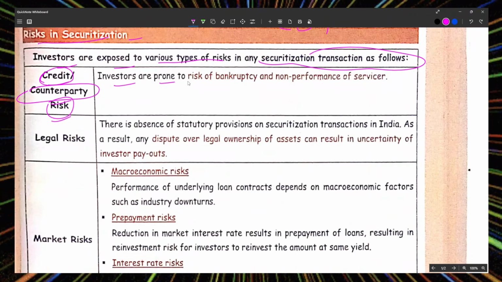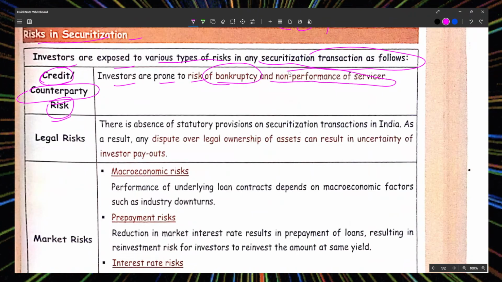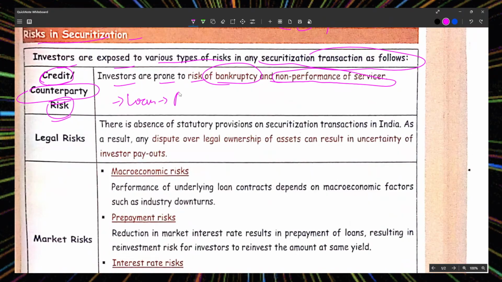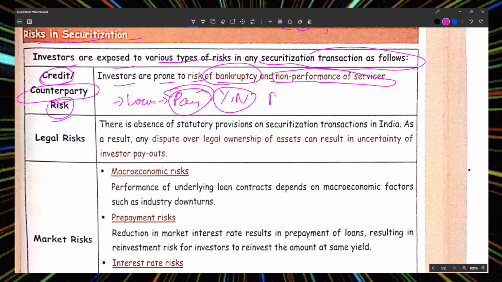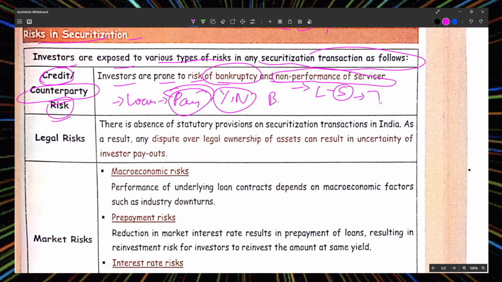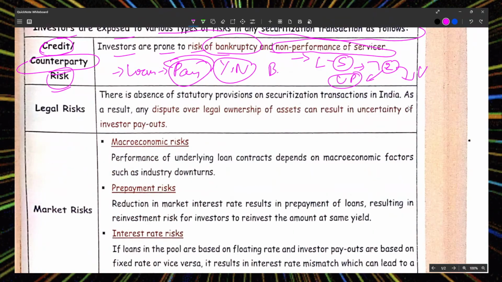The investor can be prone to risk by bankruptcy or non-performance of the servicer. So they got the loan and they are not able to pay the loan. What happens? They will issue a bankruptcy notice. In such a way, they got the loan, issued shares, got the amount, and then underperformed. So my value went down. It is also non-performance.